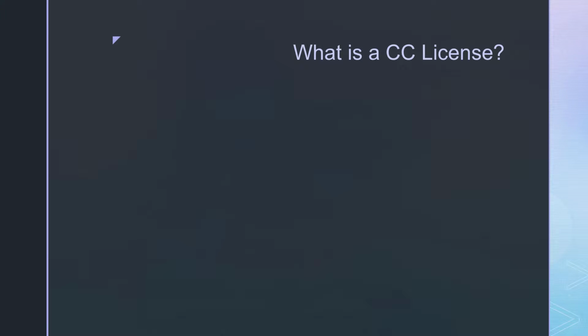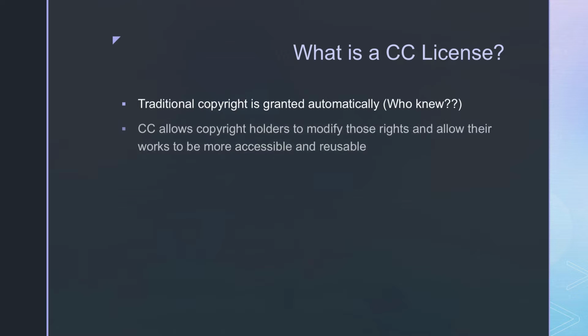The next question is, of course, what is a Creative Commons license? Did you know that traditional copyright is granted to you automatically when you create new material? It is. Creative Commons allows copyright holders to modify those rights legally and to allow their works to be more accessible and reusable. Typically, Creative Commons is the most popular in digital media of various kinds.